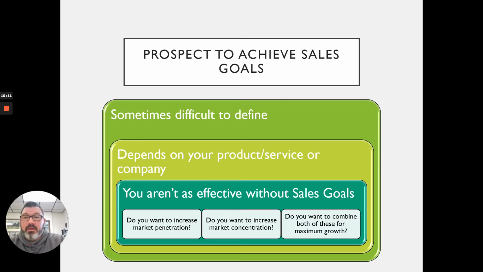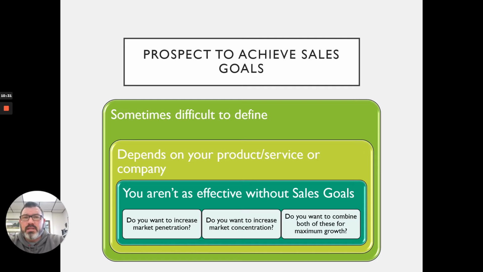And then if I say, well, oh man, I really want to go for it all, I really want to dominate the marketplace, then you go for the third one, where now you're looking for both. Now I'm trying to pick off new customers and get more of the acres that my current customers have. So that would be an example of some sales goals that you could develop.